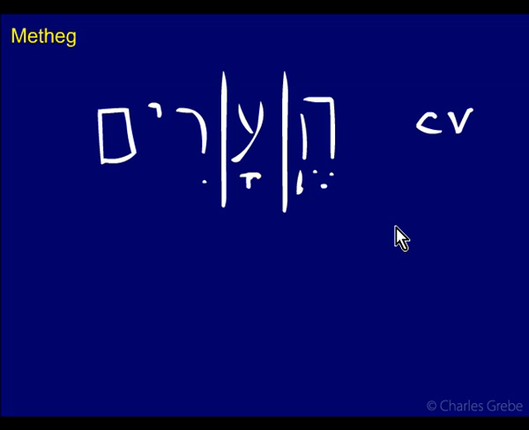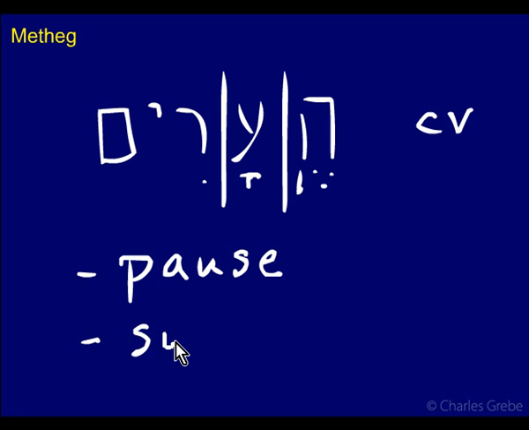Now, this is probably getting confusing. We have Metheg sometimes indicating long vowels, sometimes indicating a short vowel, as here. The way to think about this is this. Metheg means bridle, okay? So you're on your horse, and you're going to slow your horse down. You hit a syllable that has a Metheg, you pause. Pause in your pronunciation. Now, if you pause in your pronunciation, you are ending a syllable, so it's a syllable break. Remember that, and you'll know how to read it.